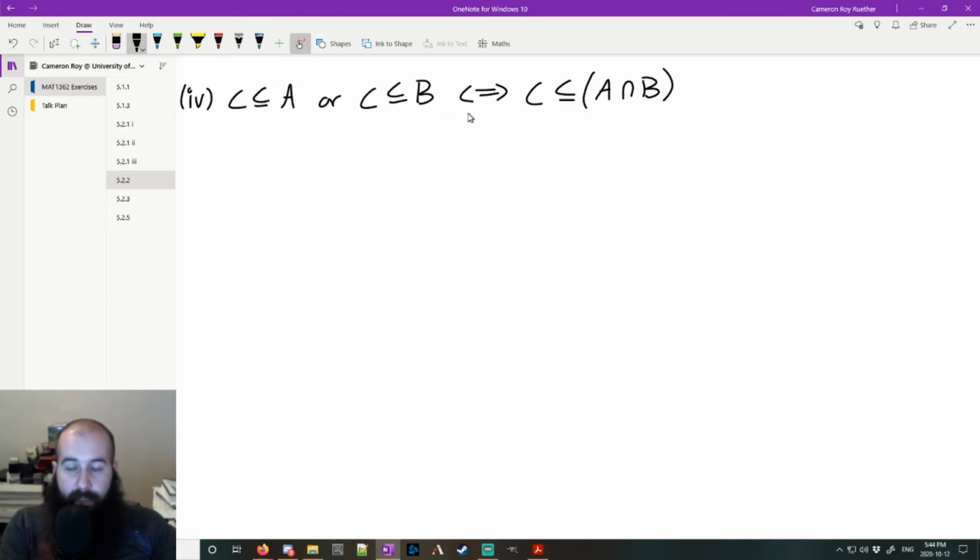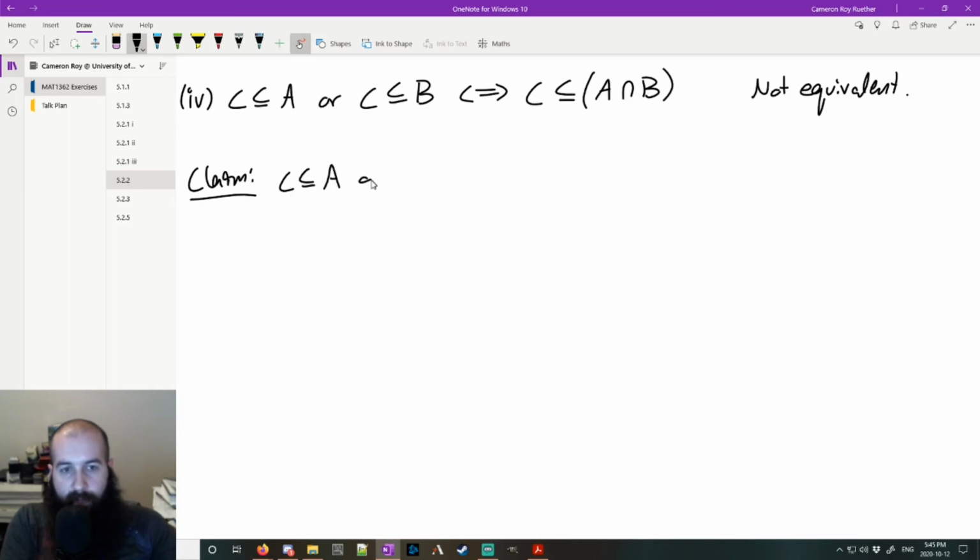The last part, part 4, asks if C being a subset of A or C being a subset of B is equivalent to C being a subset of the intersection, A intersect B. And this is not equivalent, because the forward implication is what fails. So our claim is that C being a subset of A or C being a subset of B, implying that C is a subset of the intersection, is false.